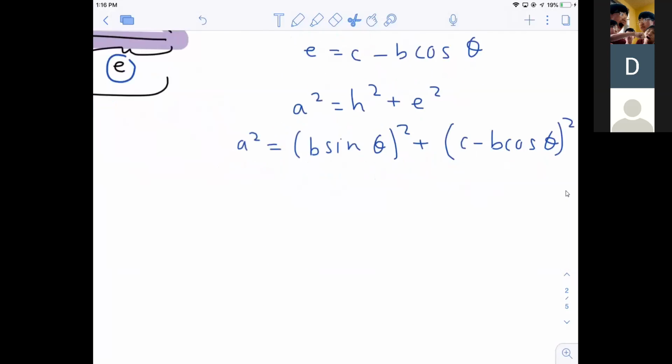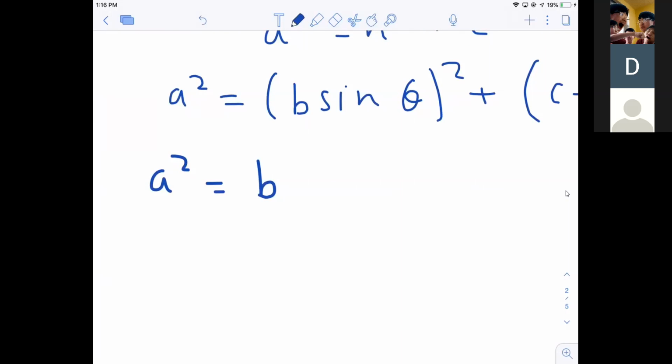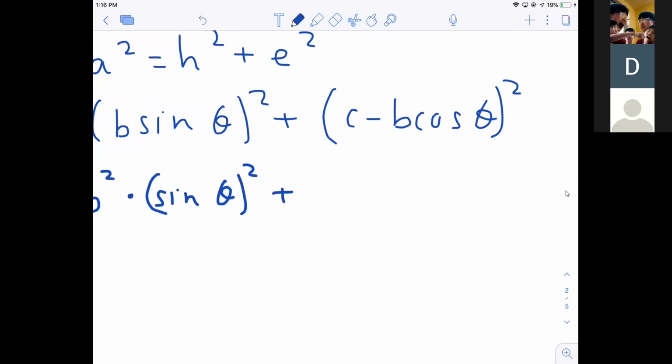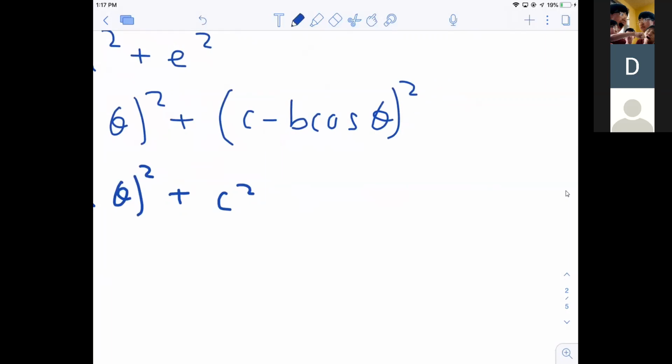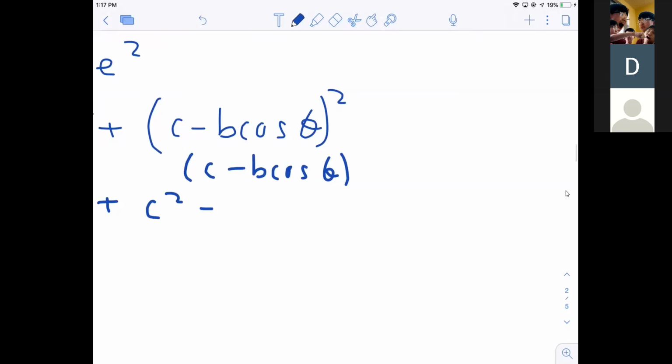All right, let's square this. We get A squared equals. So guys, I didn't teach you everything you need to know for this proof, but B times sine theta squared is B squared times sine of theta in parentheses squared. Plus, if we're squaring a binomial like this, we have to multiply it out. From here it's all algebra. We're going to get C squared minus, hold on, let me write it out twice. C minus B cosine theta times C minus B cosine theta.